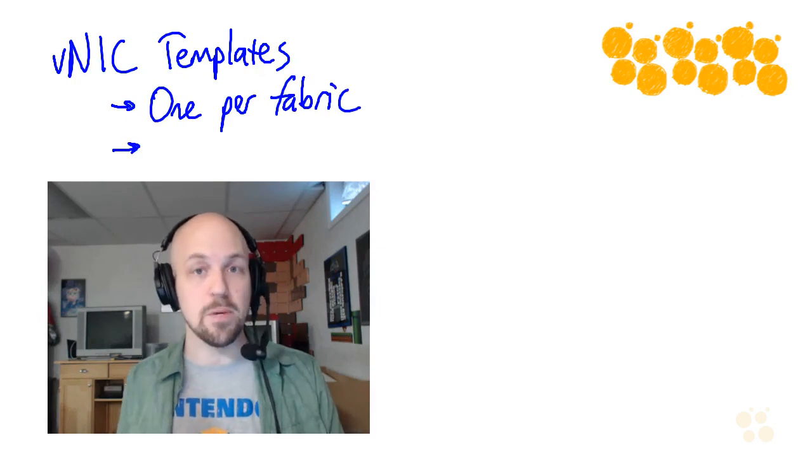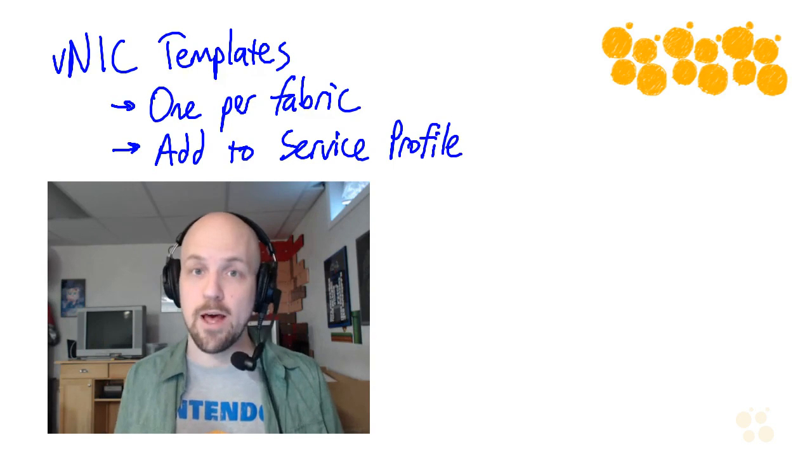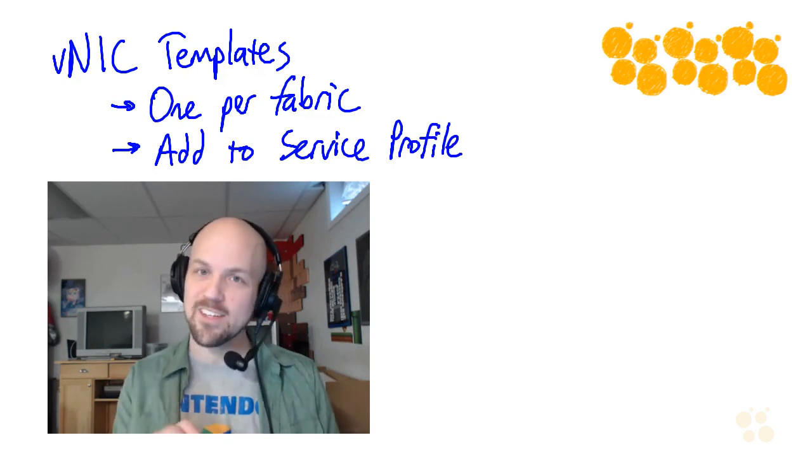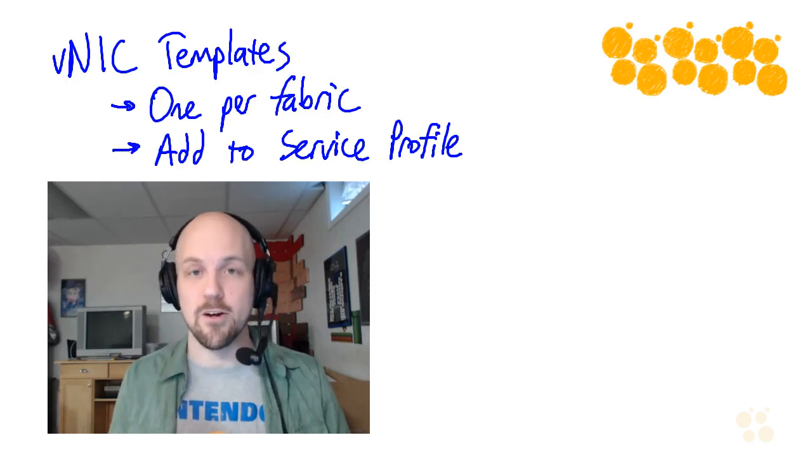vNIC templates are created on the LAN tab. We go in there, and we set all of the configurations that we'd want to define for the individual vNICs. Now remember, we want to make a vNIC for A and for B, so we also need a template for A and B. From there, we apply it to a service profile. Remember to check that little box so we have access to the drop-down, pick our vNIC template, and from there we finish configuring our service profiles.